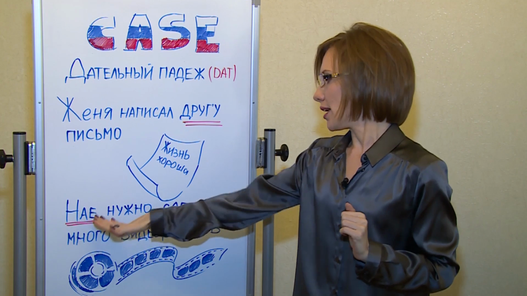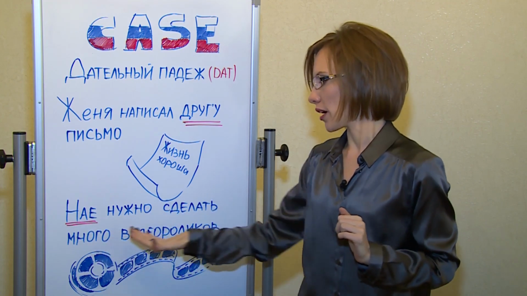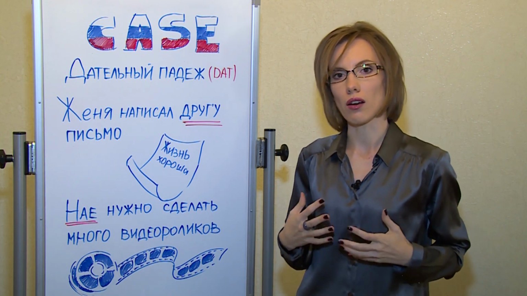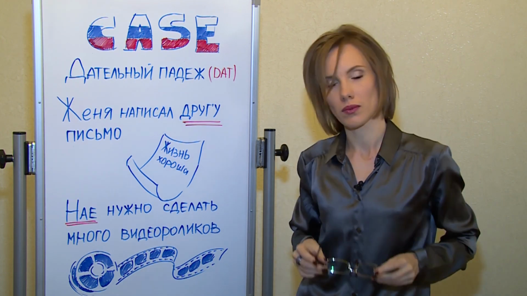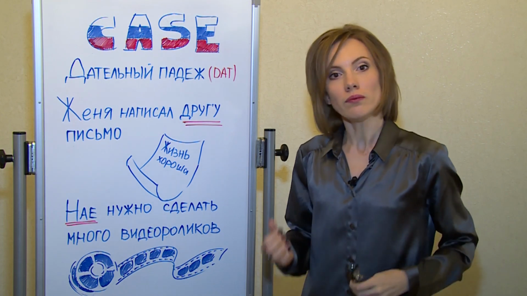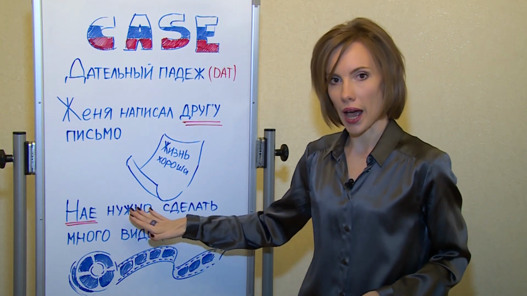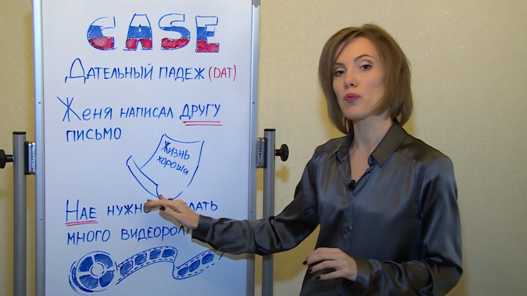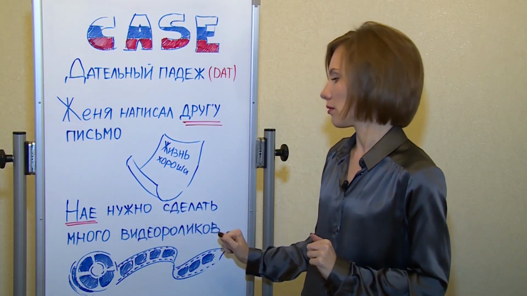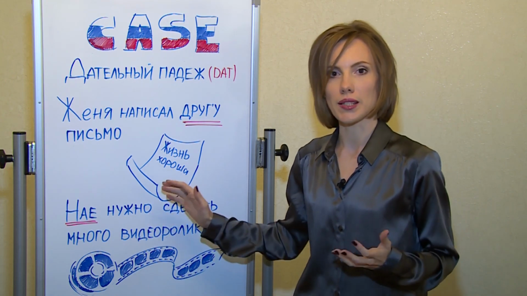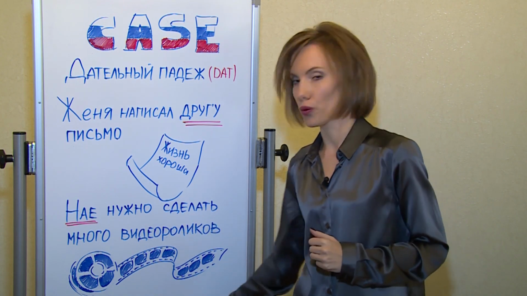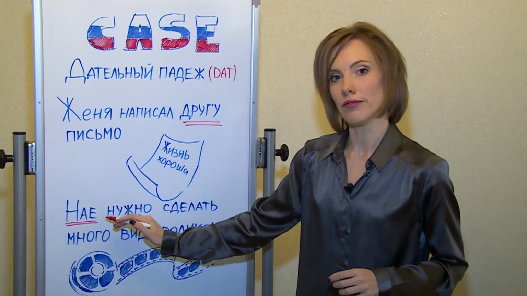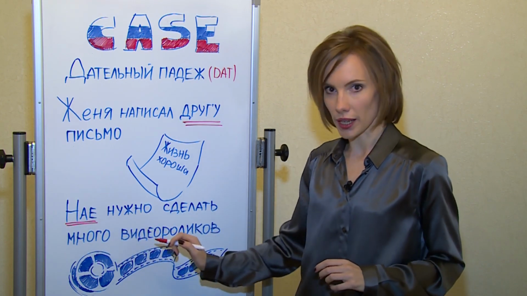Next. Нае нужно сделать много видеороликов. It's necessary to make a lot of good videos. In this sentence, Нае нужно сделать много видеороликов implies that making of videos is up to or assigned to Naya. And Naya is in the dative case.